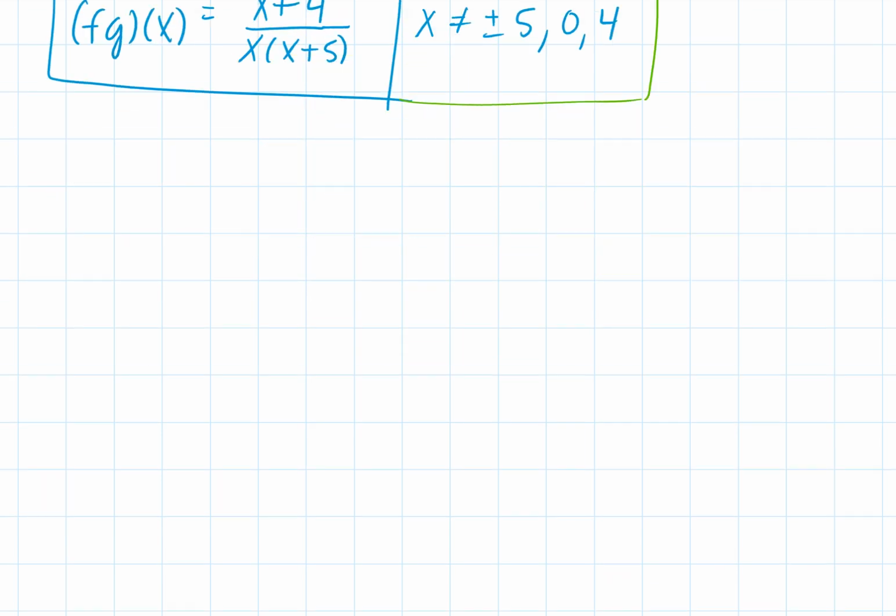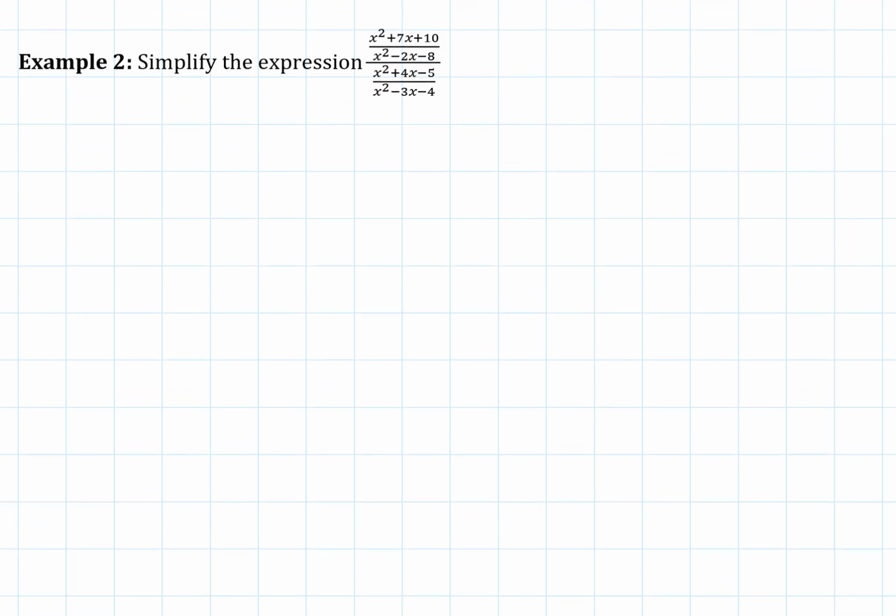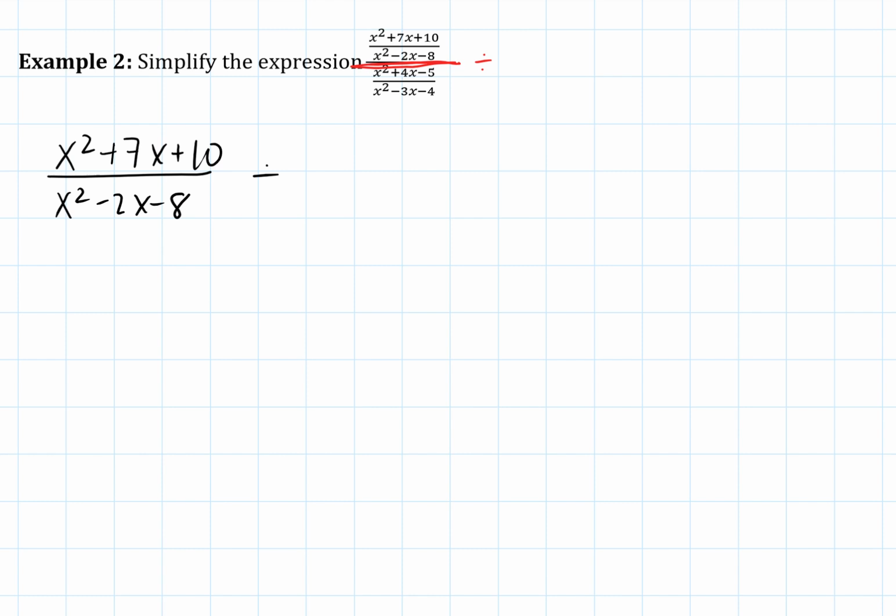Okay, let's take a look at example 2. Simplify this expression. Now maybe this looks nasty to you, but keep in mind this is just a fraction inside of a fraction. And this fraction is the same thing as just a division bar. So what this means is we just have the rational expression x squared plus 7x plus 10 over x squared minus 2x minus 8 divided by x squared plus 4x minus 5 over x squared minus 3x minus 4.